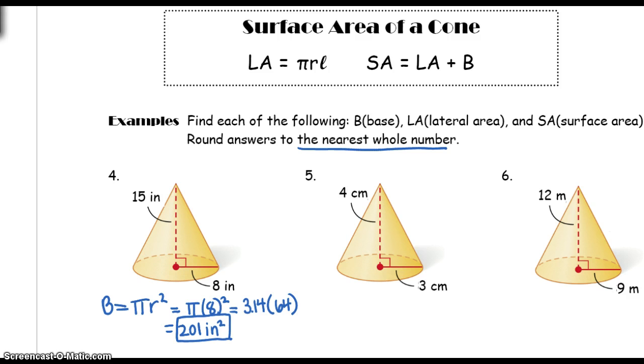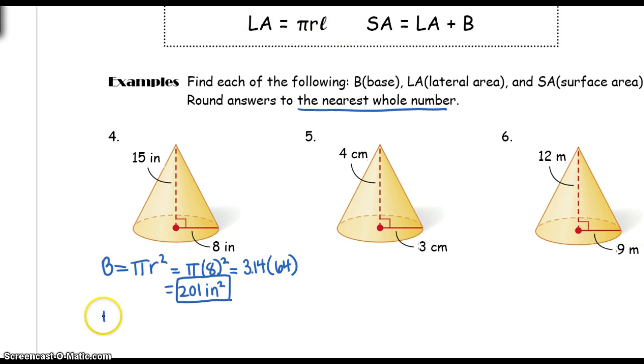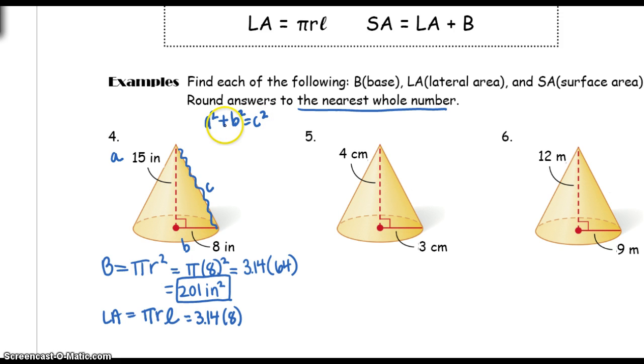Now that we have that, let's do lateral area, and we have the formula up here. Lateral area is pi times radius times slant height. Well, so then that's going to be 3.14 times 8 times, what is my slant height? Oh my gosh, they don't have it. It's right here. What do we use? What did I say we use for slant height if we don't have it? Pythagorean theorem. So there's A, B, and C. So let's use our Pythagorean theorem here. A squared plus B squared equals C squared. Okay? So then we have 15 squared plus 8 squared equals C squared.